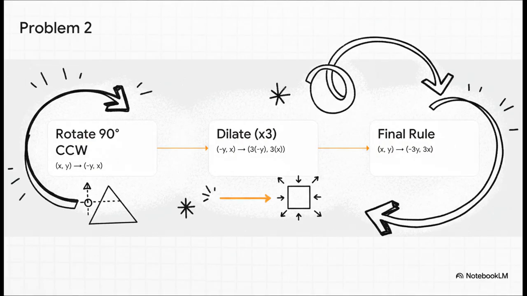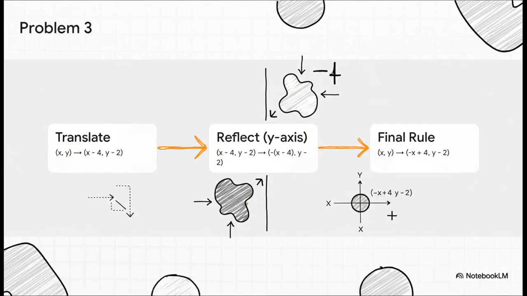Okay, let's try a rotation and a dilation. Step 1, rotate 90 degrees counterclockwise. The rule for that is (-y, x). Step 2, we're going to dilate that result by a factor of 3. The rule for dilation is just to multiply each coordinate by that number. So -y becomes 3(-y), and x becomes 3x, which gives us our nice, clean, final rule, (-3y, 3x).